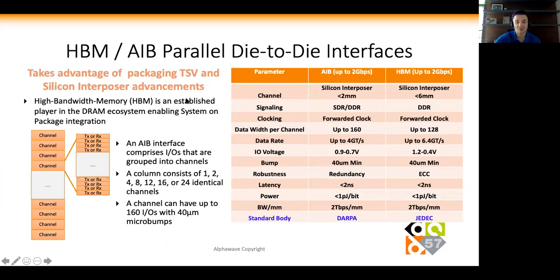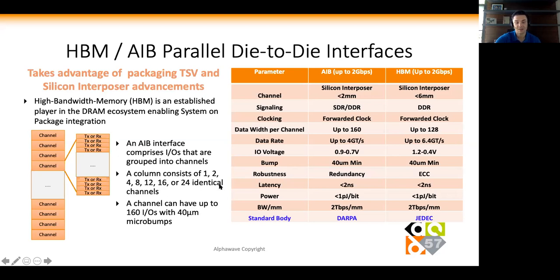The next type of interface I'll review is an evolution of a memory interface called HBM. This takes advantage of TSVs and interposers as well. Like Bunch of Wires, it is a single-ended type of clock-forwarded signaling scheme. HBM has been used for years in memory interfaces interfacing to DRAMs for very high bandwidths. Like Bunch of Wires, HBM also consists of channels, where channels are built up of smaller data bytes.